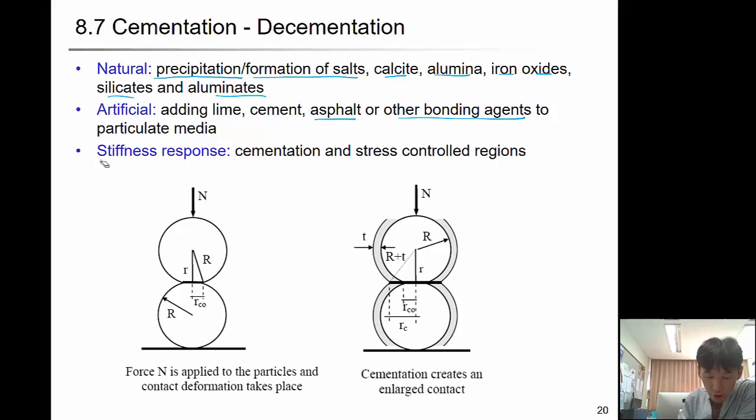Stiffness response will change due to cementation and decementation, right? And the interesting part is that when the force is applied, you're creating a contact area like this, right? Contact deformation takes place, but as you add more cementing agent, cementation creates more contact area, so it adds up. The contact area increases because of this cementing agent.